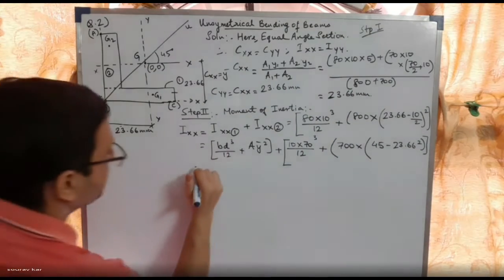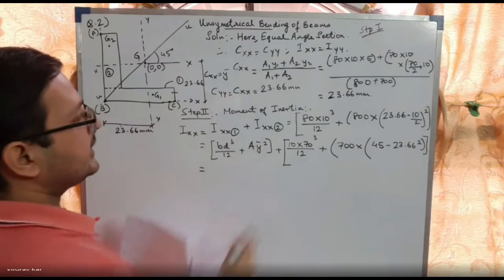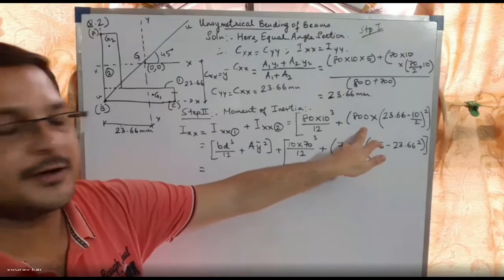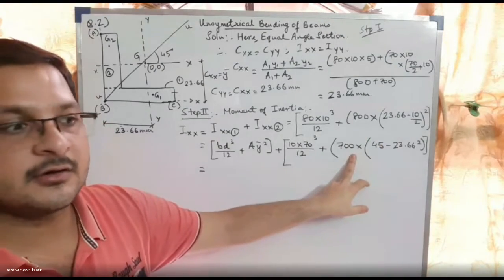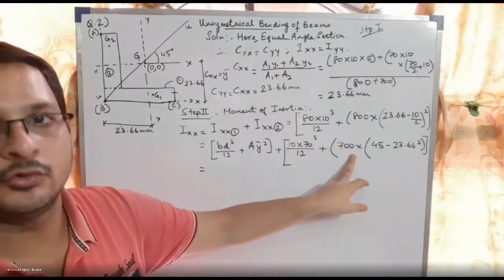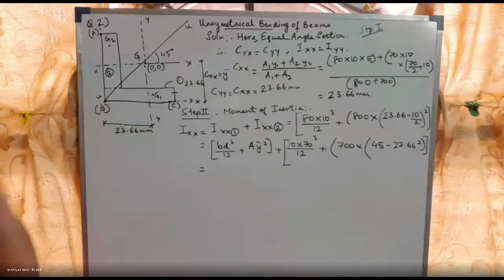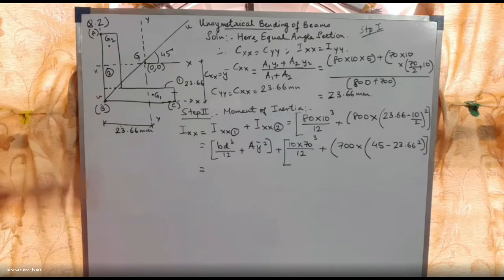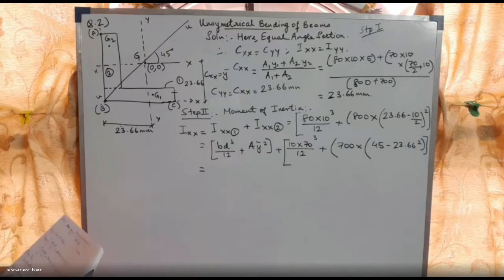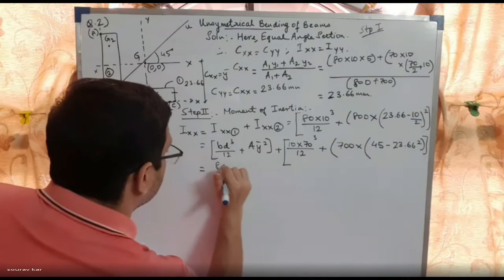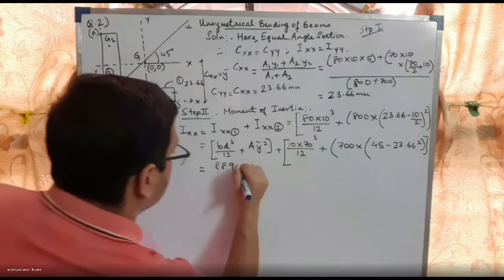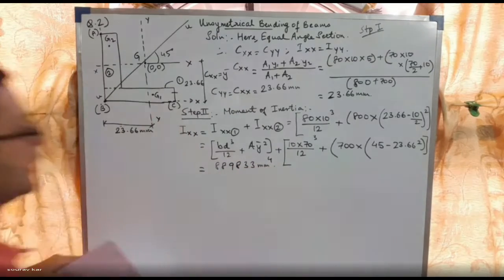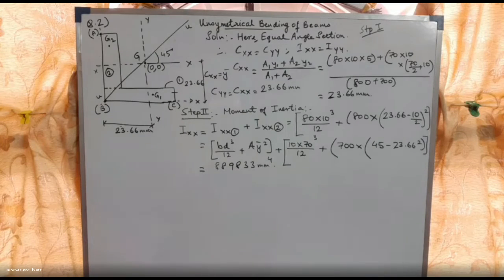Okay. From here, if you calculate the IXX, this is the moment of inertia about the XX axis for body 1. This is the moment of inertia along the XX axis for body 2. Always remember, we will calculate the CG from the bottom. From the bottom. So the moment of inertia is coming around 889, 8898 centimeter to the fourth.